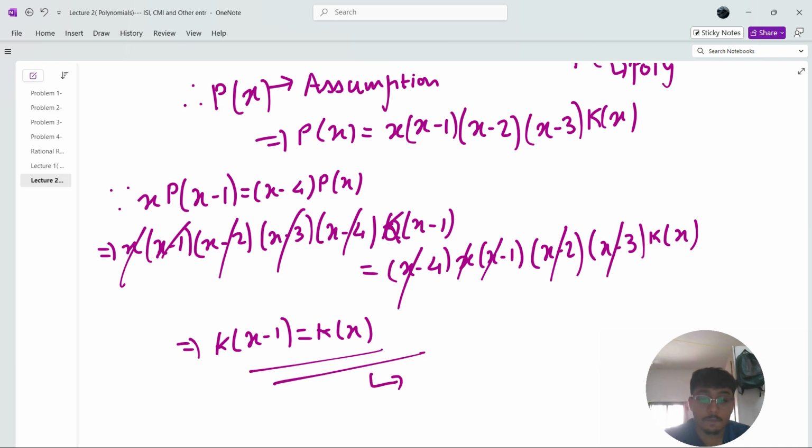That shows my k of x is a periodic function. That means it is getting repeated time to time by putting a certain value. For an example, like my sine x is a periodic function. How? Since sine of 0 is 0 and sine of pi is also 0. So that means basically sine of x has a period of pi.